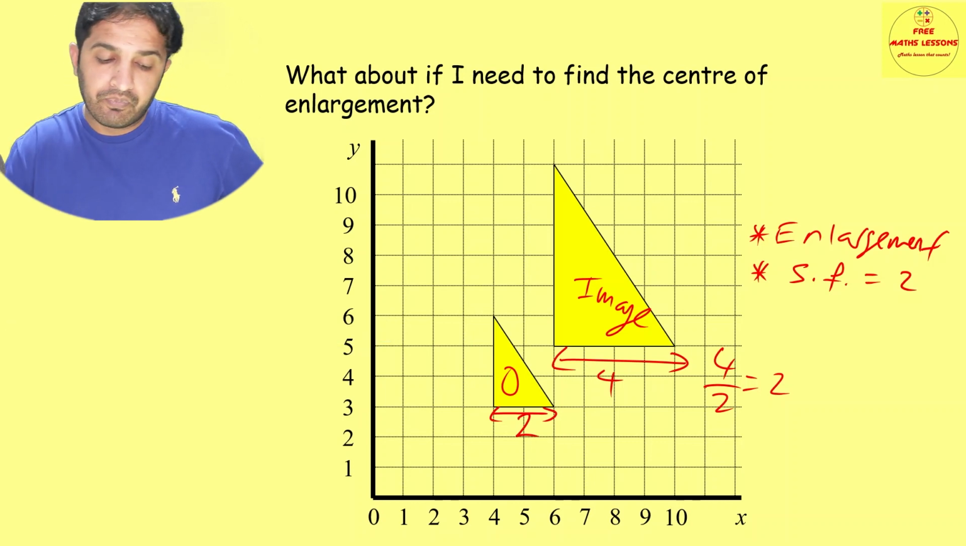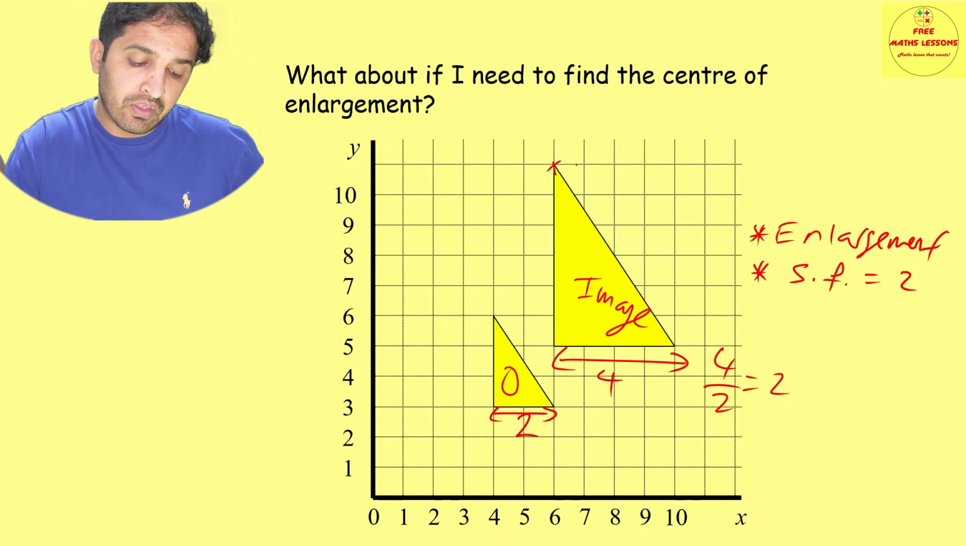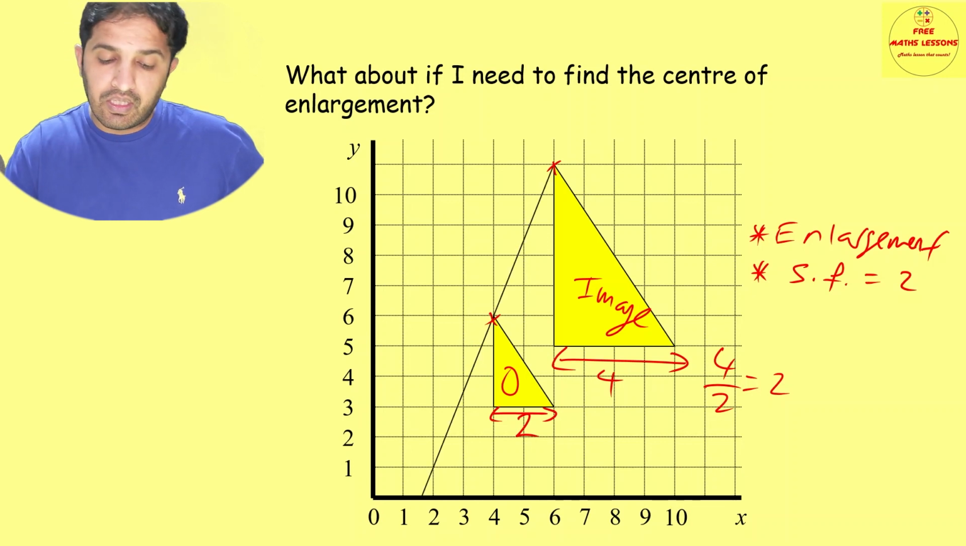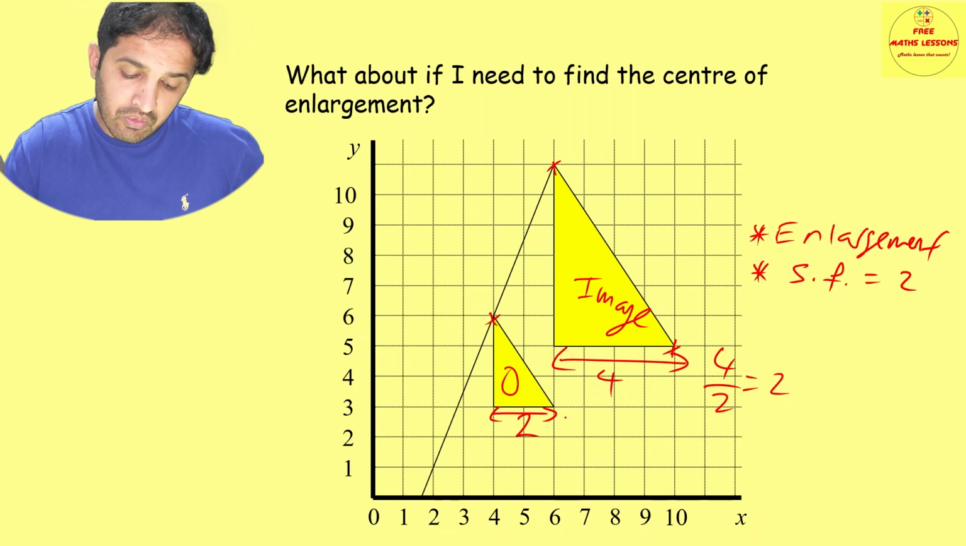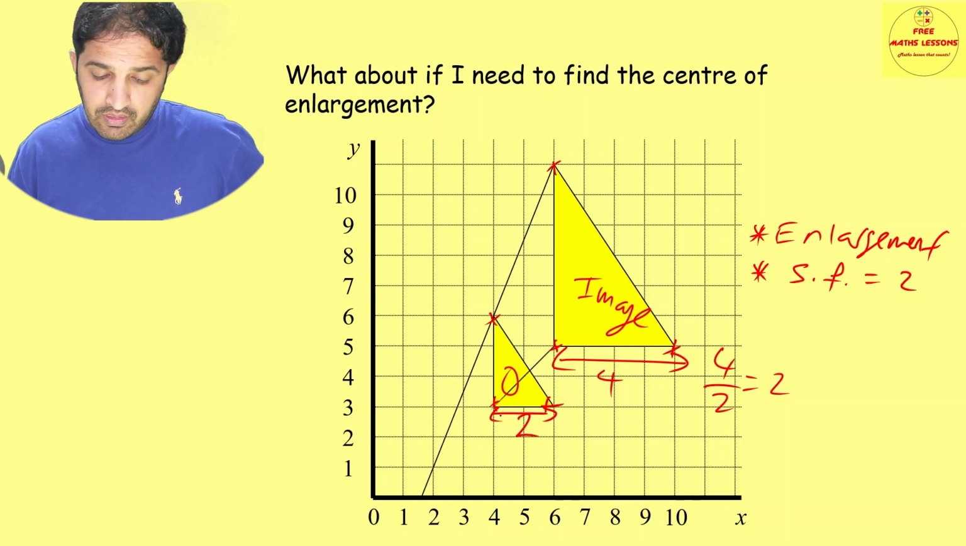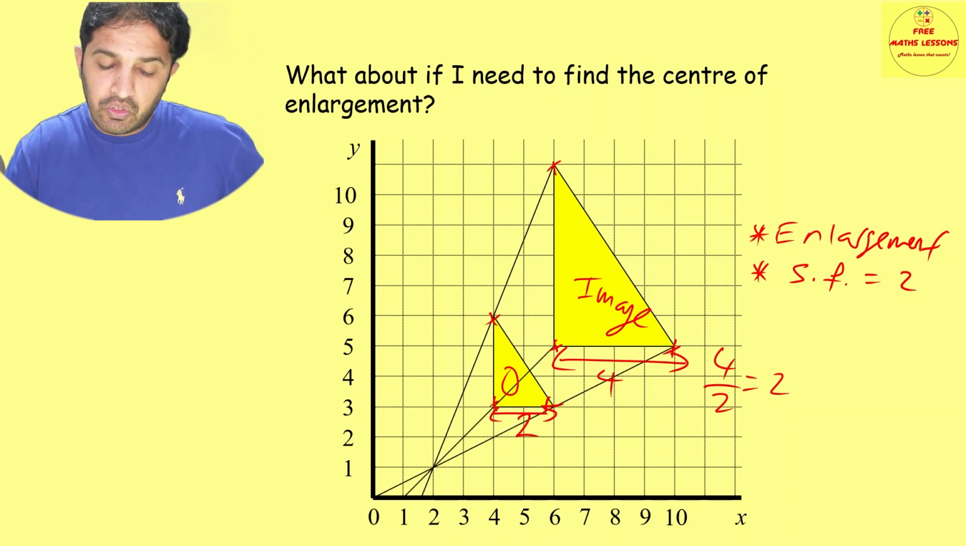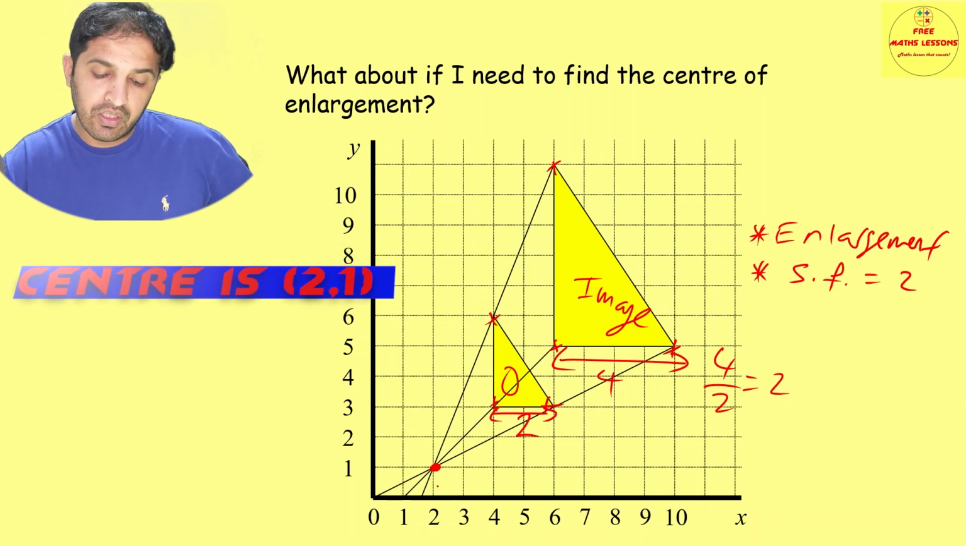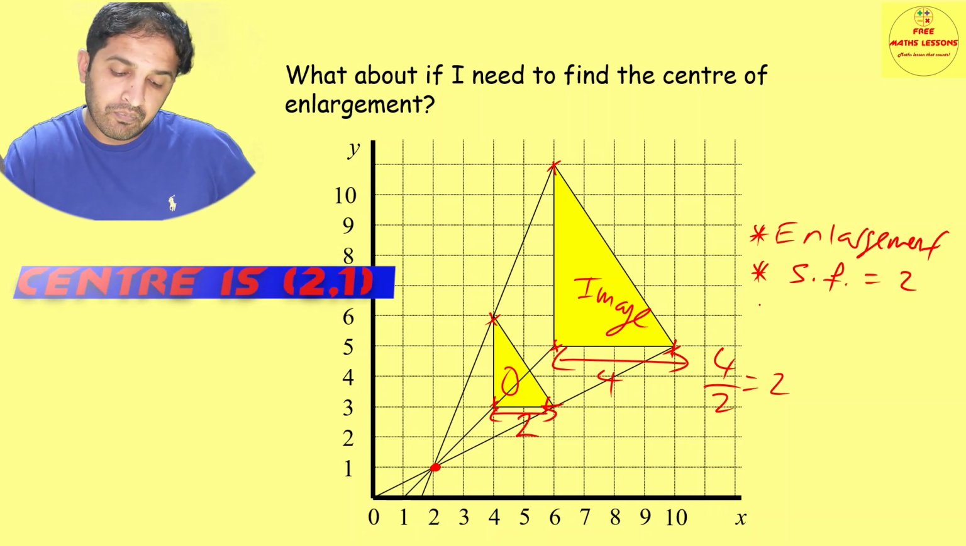To find the center, make sure you draw the line that goes through the same point on the image and the same point on the object. So draw the straight line going through those 2 points. And then draw the same straight line going through these 2 points or these 2 points. And what you'll notice, all 3 of these lines of enlargement are going through this point, and that is our center of enlargement. Okay, so this is where we're enlarging it from, and once you get there, you write down the coordinates for the center.